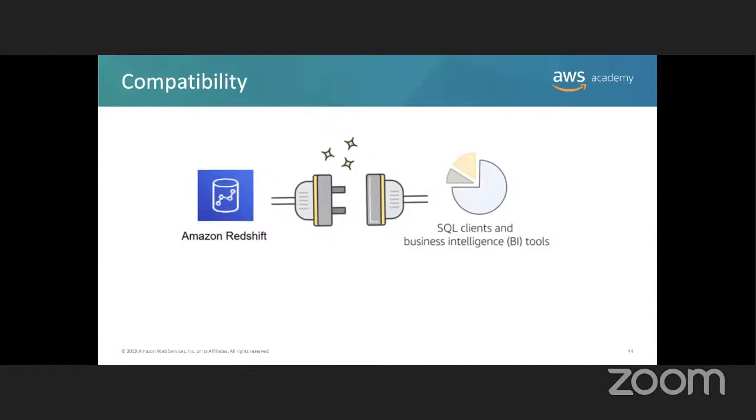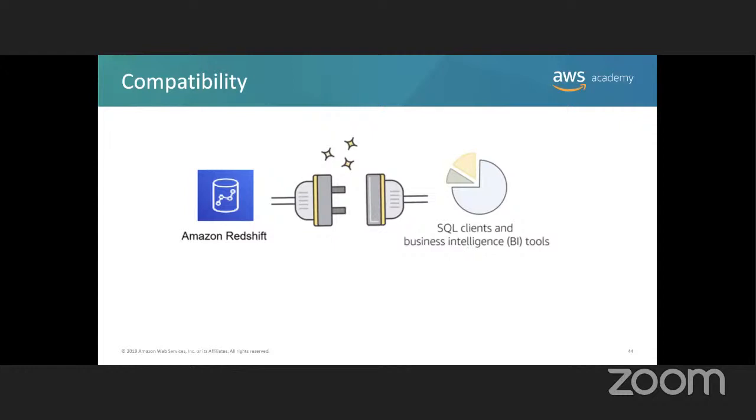And finally, Amazon Redshift is compatible with tools that you already know and use. It supports standard SQL. It also provides high-performance Java database connectivity, JDBC, and open database connectivity, ODBC connectors. And that would enable you to use the SQL clients and business intelligence tools of your choice.